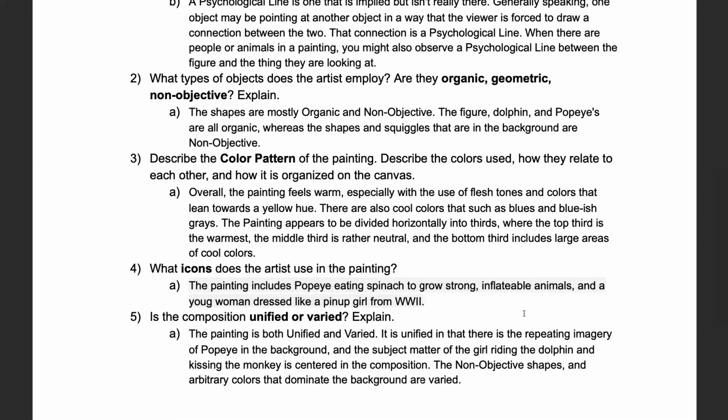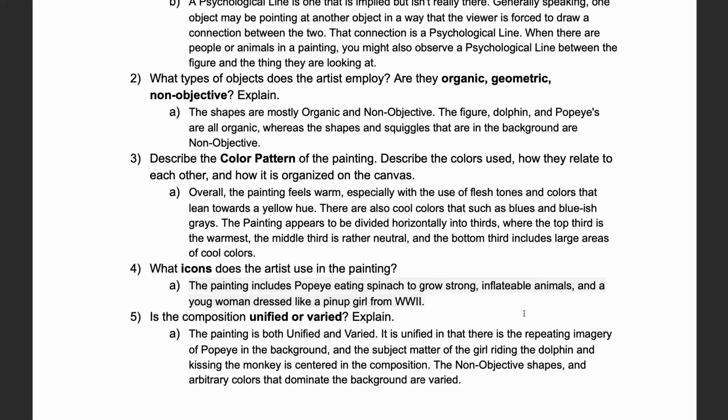Describe the color pattern of the painting. Describe the colors used, how they relate to each other, and how it is organized on the canvas. I need to clarify, I graded a bunch of these, that the color pattern refers to the colors. What are the properties of the colors that are used in the painting? The pattern refers to how the painting is organized with colors. Color pattern: the properties of the colors and then how the painting is organized.